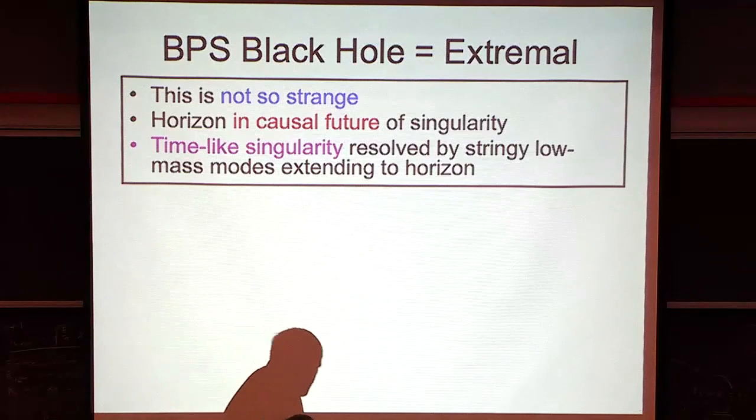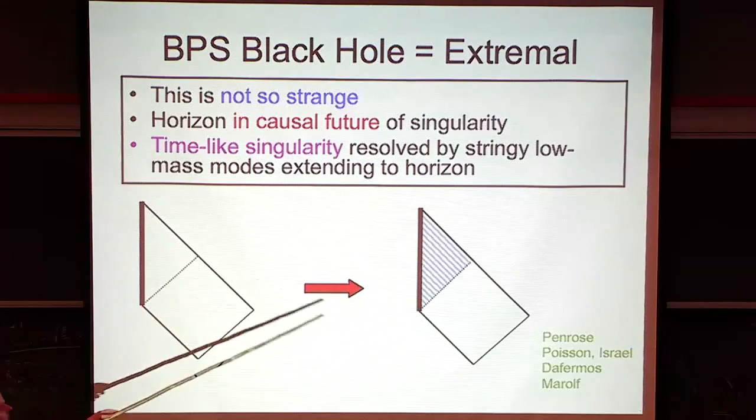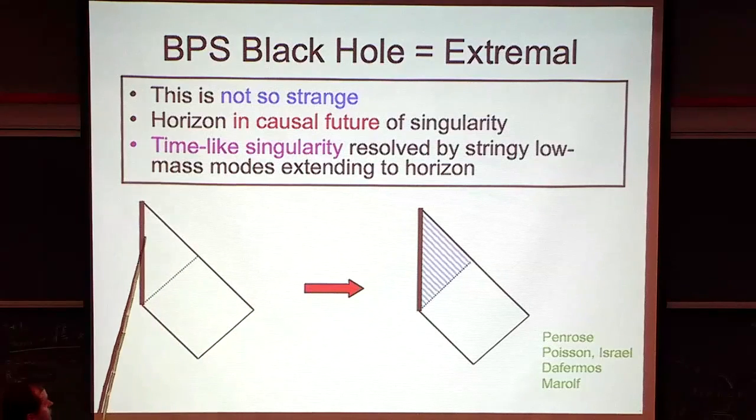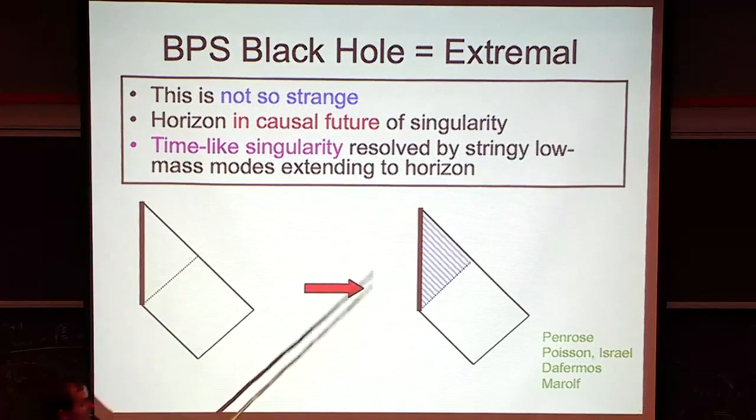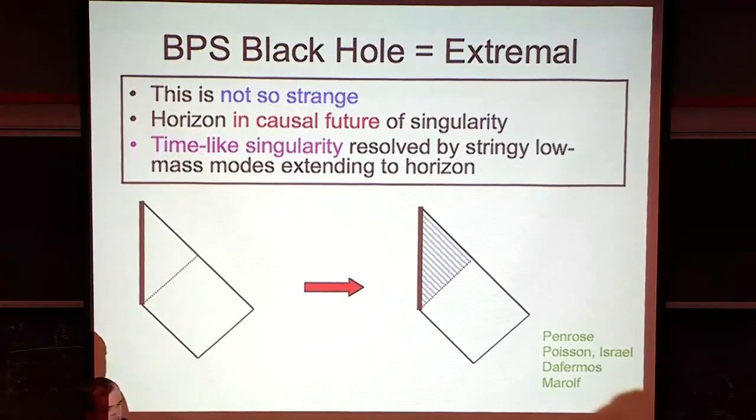Now, of course, we're doing BPS black holes, which are extremal, and the horizon, again, is a causal feature of the singularity. And again, we're seeing that this singularity is resolved by stringy low mass modes. So, this is the Penrose diagram. That's the naive solution, the classical textbook solution. We are getting these solutions, which start different from each other at the horizon scale.